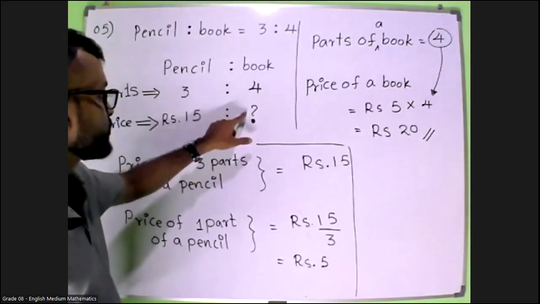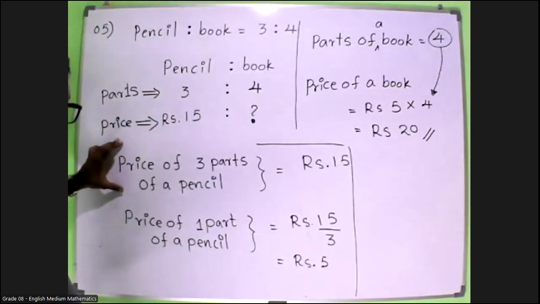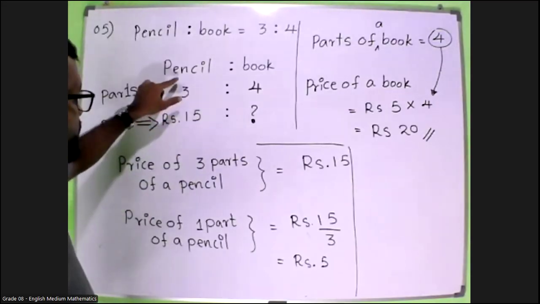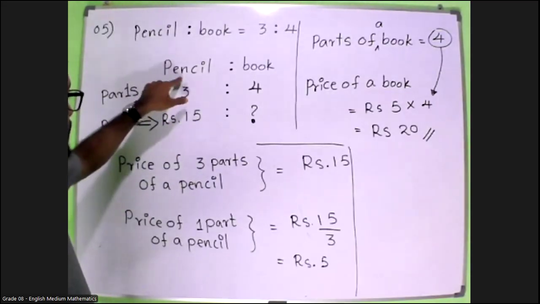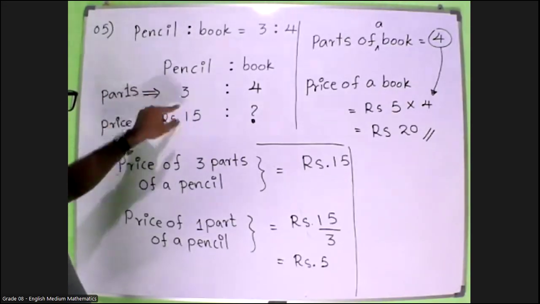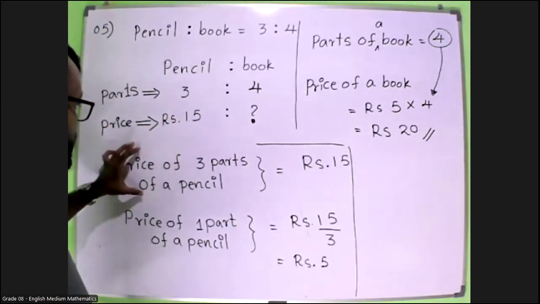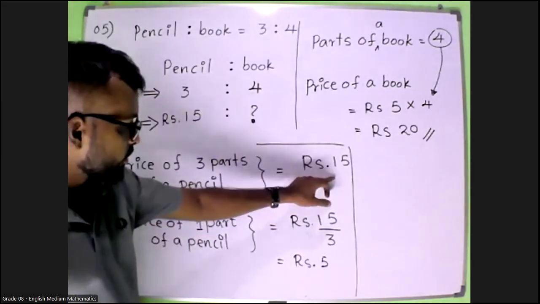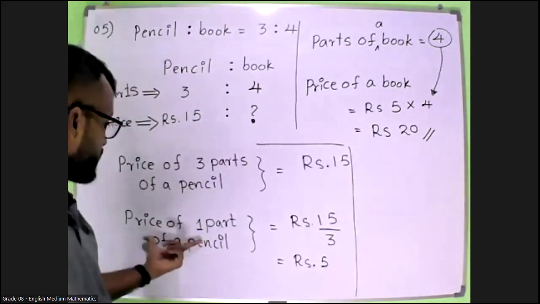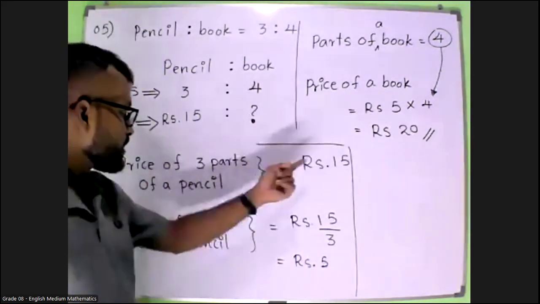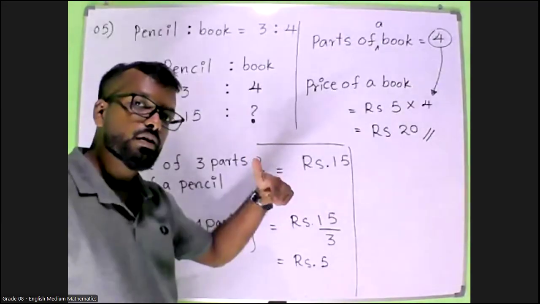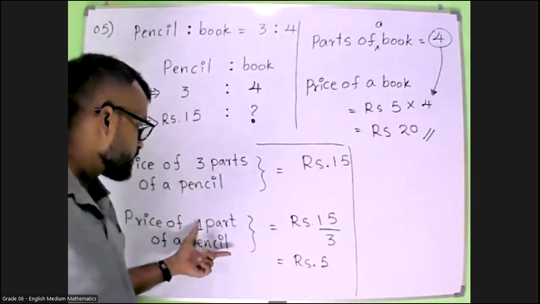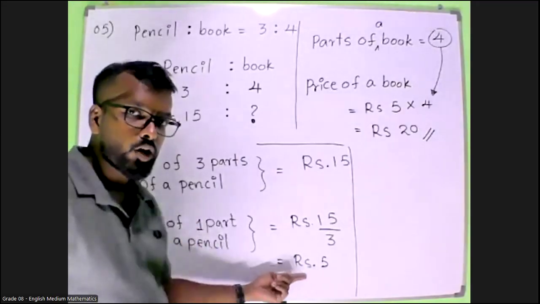We have to find the price of the book. And here this 15 rupees is related to 3 parts of pencil. 3 parts of pencil cost 15 rupees. We need to find the price of 1 part. 3 parts, 15 rupees. How do we find the 1 part? 15 divided by 3. The price of 1 part is 5 rupees.